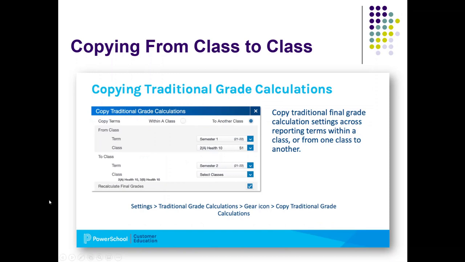To get started copying from class to class, you can take those final grade calculation settings across reporting terms within a class or from one class to another. Getting there from settings, you click traditional grade calculations. You're going to click the gear icon, which is like a little star washer, and then click on copy traditional grade calculations. That'll let you take what you've set up for one class at a specific term and copy it to another. The idea is that it will save you some time and extra clicks in your setups.